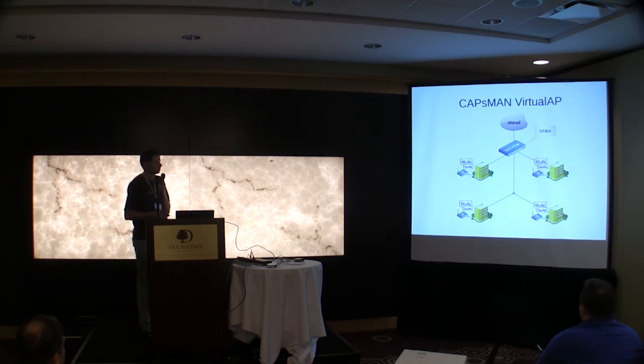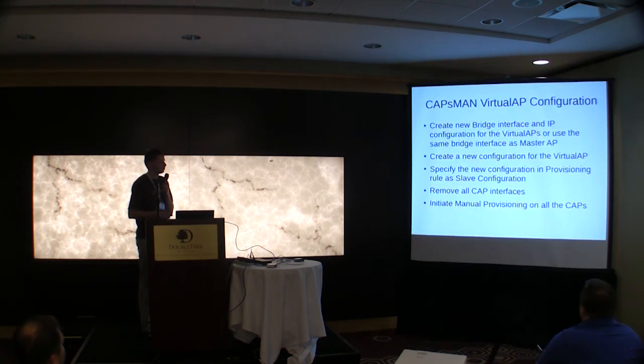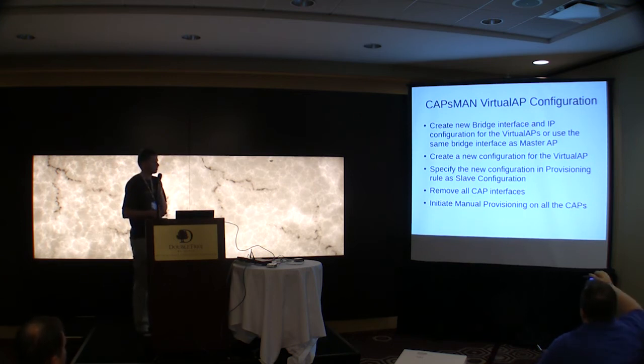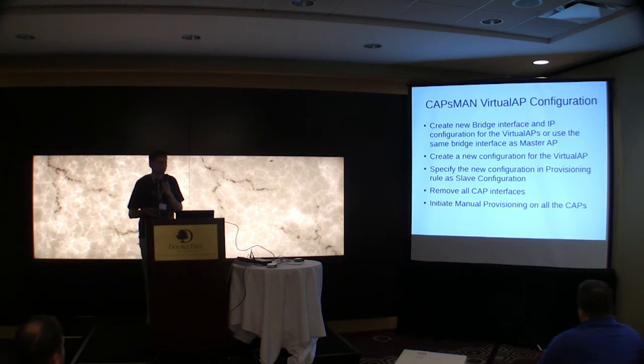Now, since you have CAPsMAN, you just need to configure a few changes in the CAPsMAN, and all those changes will be applied here. So, to enable virtual IP, you create a new bridge interface, IP configuration for virtual IPs, or use the same bridge interface as master IP. It depends if you want this guest network to be in the same bridge network, if you allow your guests to see your traffic as regular wireless clients, or you want to separate that. It's up to you.